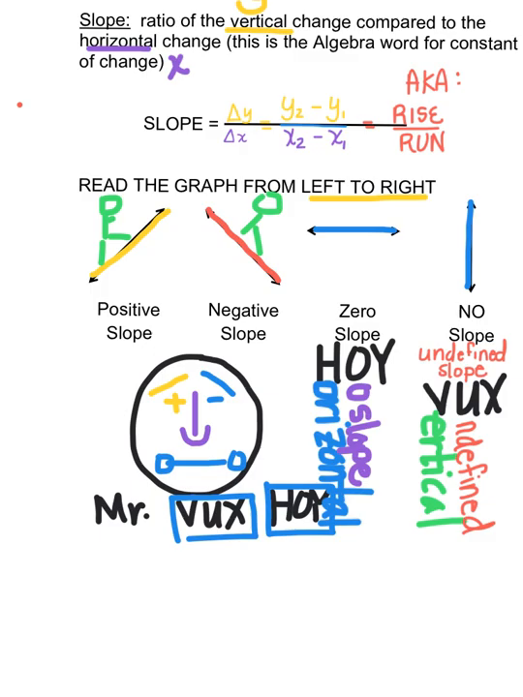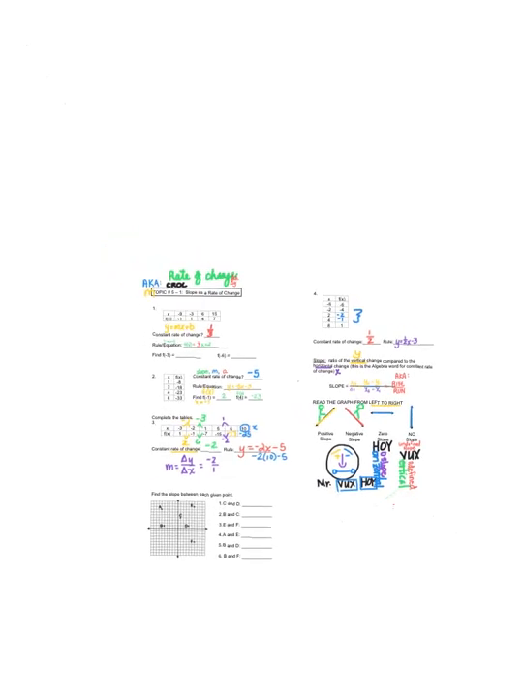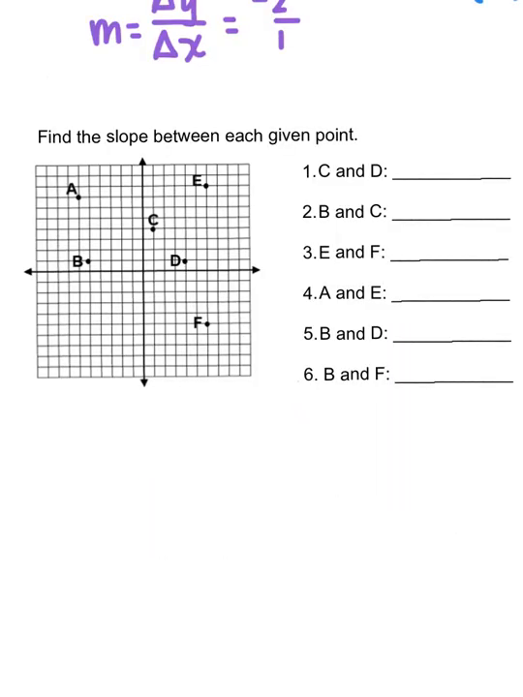Now we'll turn our attention to finding the slope of the line using a graph. Let's look at number 1. We're finding the slope of the line that goes through the points C and D. First, I want you to know that it is a negative slope. So in our answer, I want you to remember that it's a negative slope.